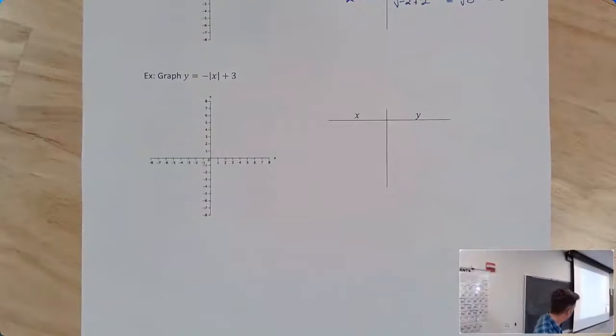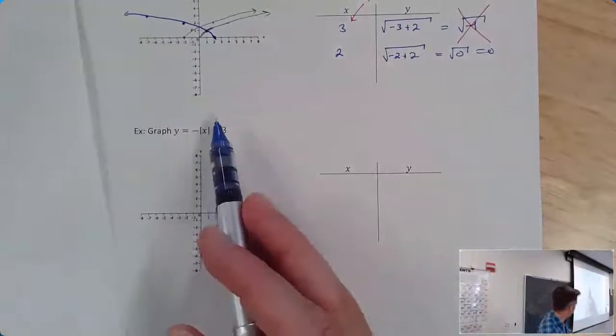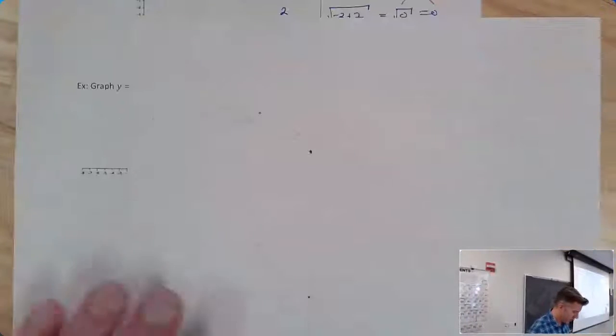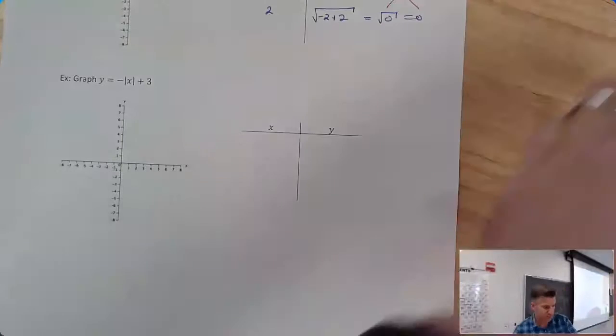If we've got vertical things instead, where we're flipping and shifting vertically, we're going to flip first and shift second. Here's why. Just to point out, this graph here, negative absolute value of x plus 3, if I were to shift first and say go up 3, kind of terrible, I should use a piece of paper here.